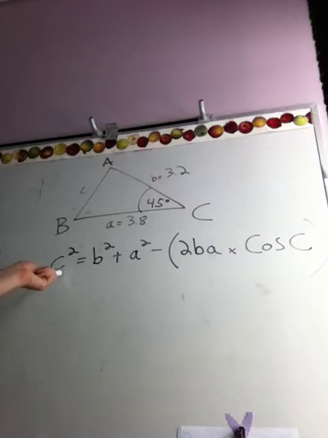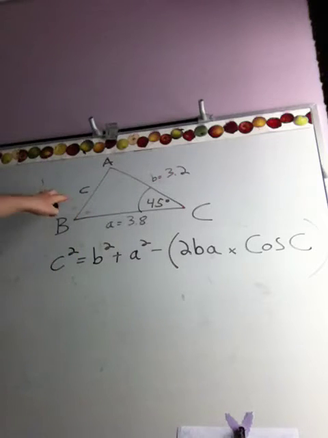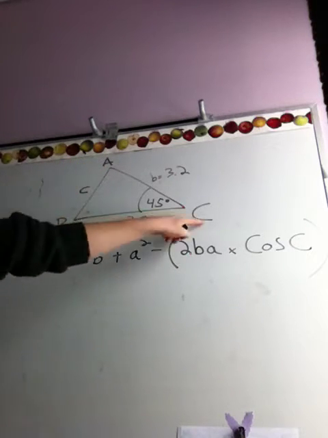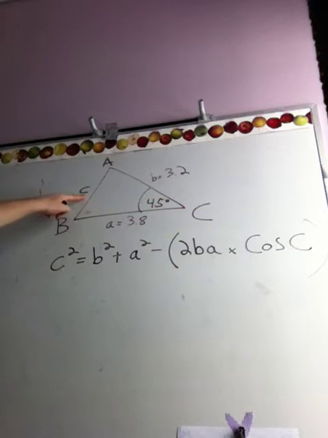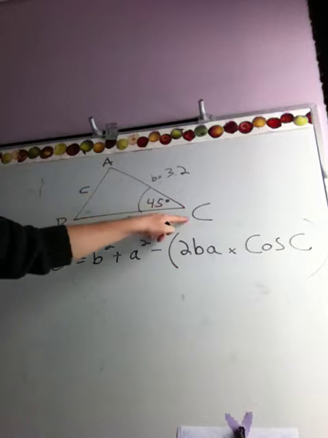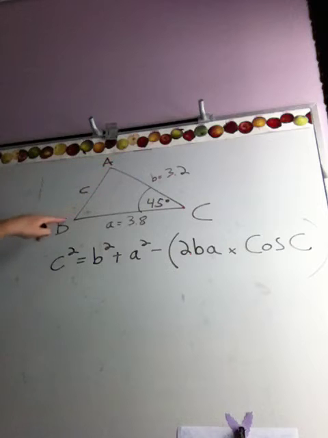C squared. Well, if we look in our diagram here, what is it we're looking for? We're looking for the length of this side here, side C. And remember, angles are represented with a capital letter, and across from those angles you'll see a lowercase letter representing that side. So capital C for this angle, little c for its opposite side. Big B, little b. Big A, little a. So we know we can use the law of cosines here.